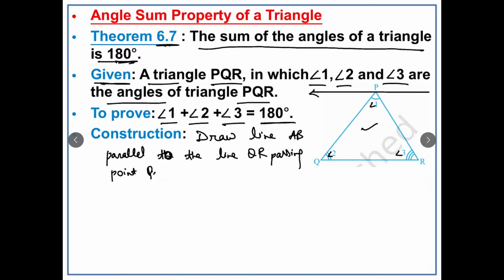Let's name it A and B. So this will also make two angles here. One angle here and another angle on this side. Let's name these angles as angle 4 and angle 5. So by construction we have drawn a line AB which is parallel to the line QR and passing through point P. Now we are going to start its proof.